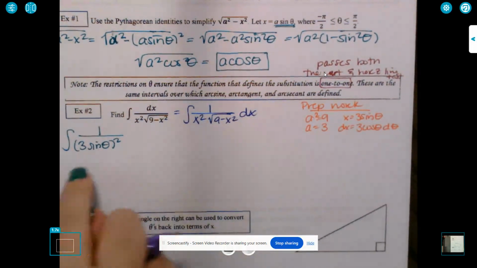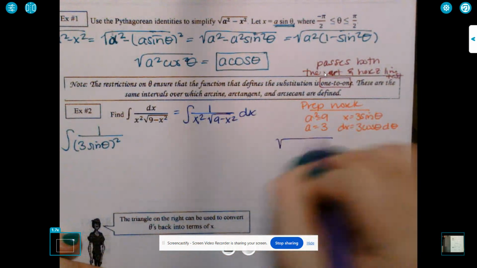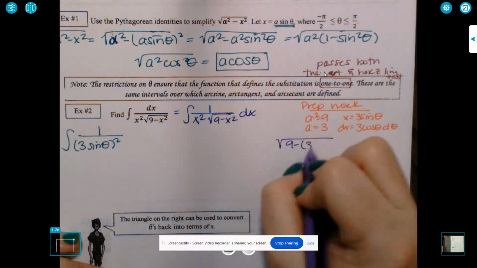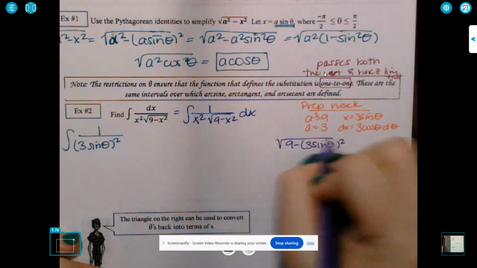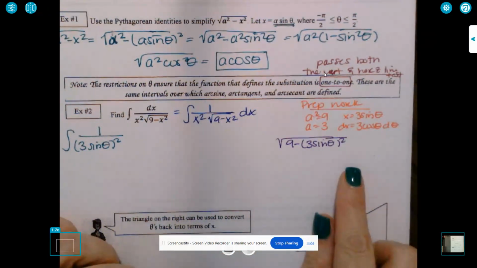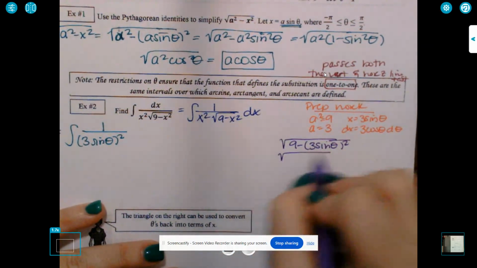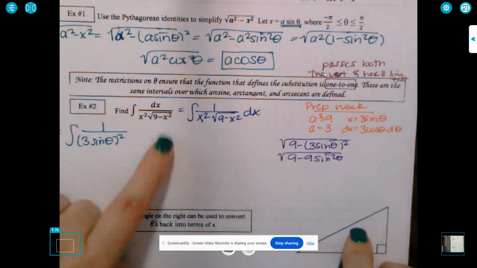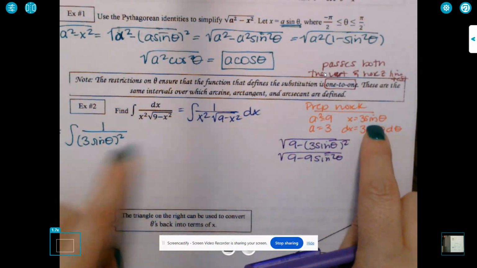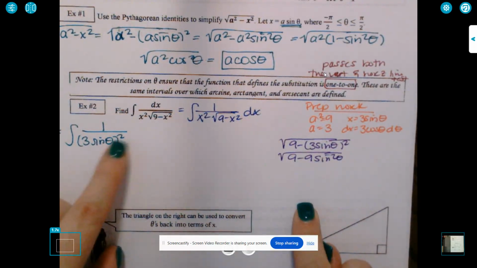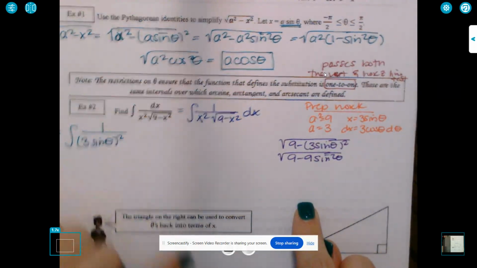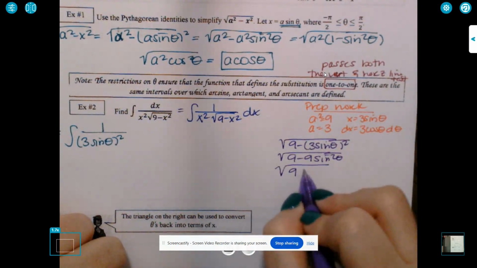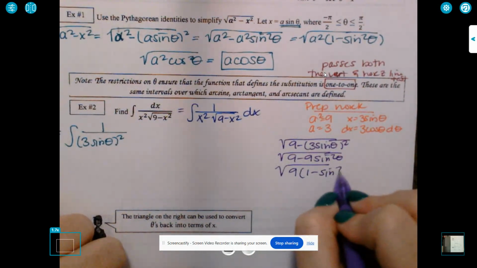Okay, so I've got the square root of 9 minus x squared, right? The square root of 9 minus, and we're using x to be 3 sine theta. All right, so now if we simplify this out, that's going to give me the square root of 9 minus 9 sine squared theta. All I did was substitute my x into here, and I'm going to write all this out over here and then just put it in right here. Then I can factor out my 9, so that'd be 1 minus sine squared theta.